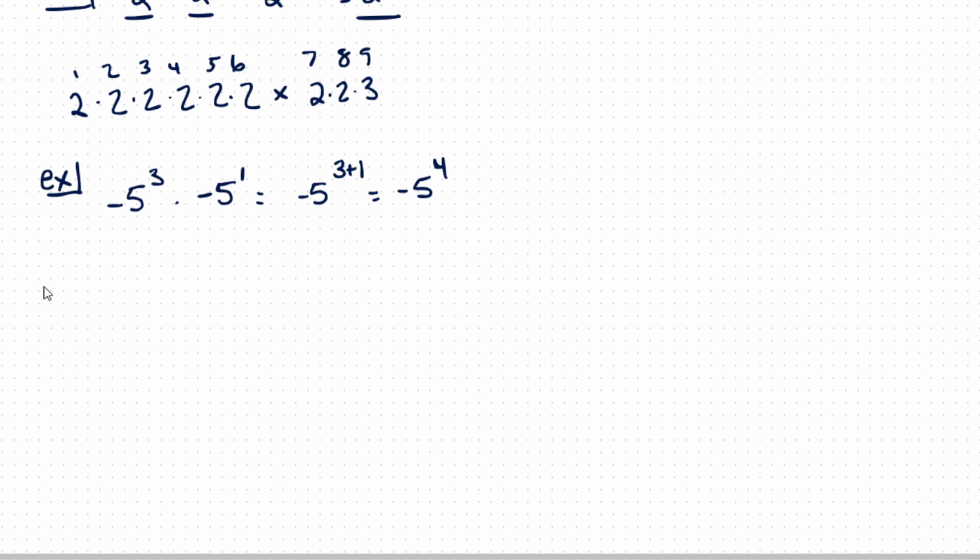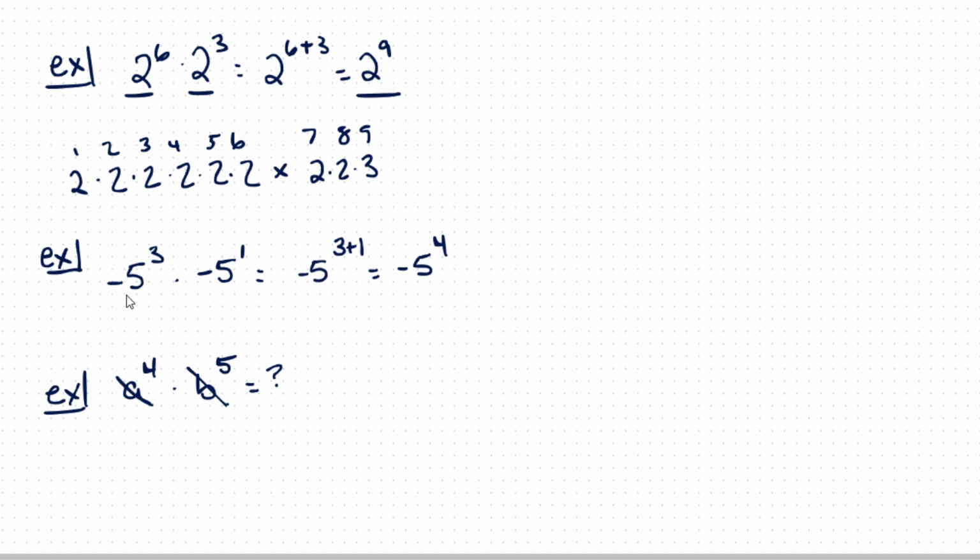And finally, we can look at if we have a to the 4th, and we multiply that by b to the 5th, can we use our product rule? Well, we see that our bases aren't the same, so we can't use our product rule. It only works if the bases of our two exponents are exactly the same.